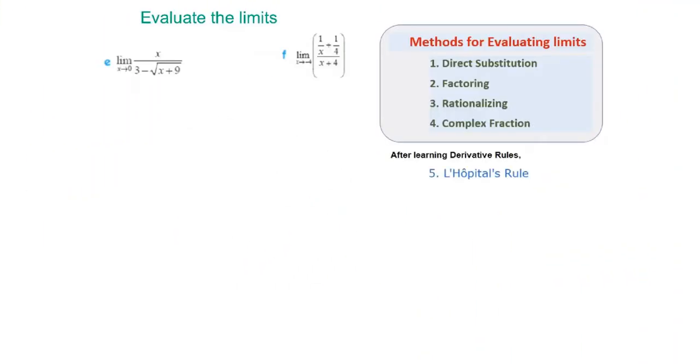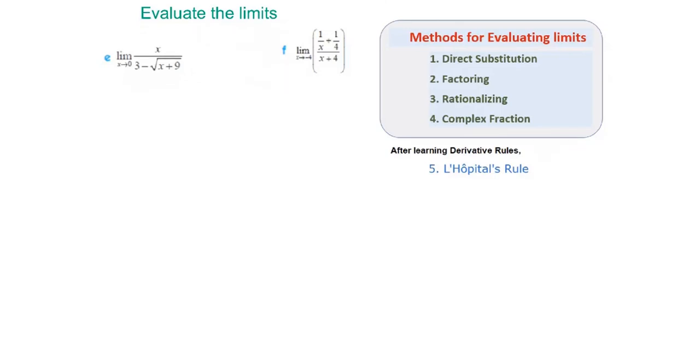Now let's do more about evaluating the limits for e. When we plug in 0 to the denominator, you will get 0. Therefore, you cannot just use direct substitution. There's nothing for you to factor. So we will try rationalizing. In other words, we use a conjugate multiply.